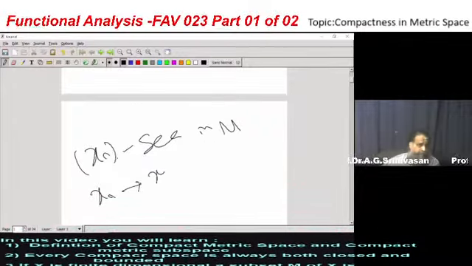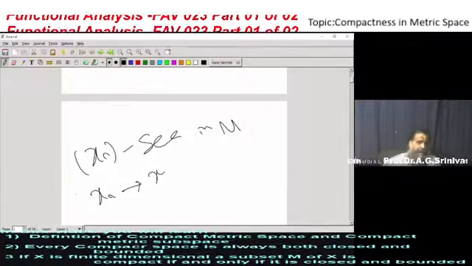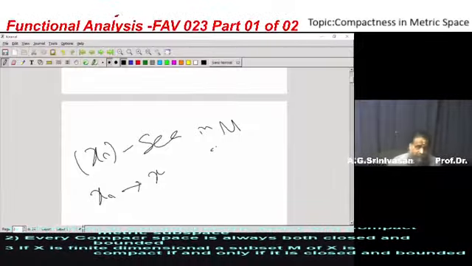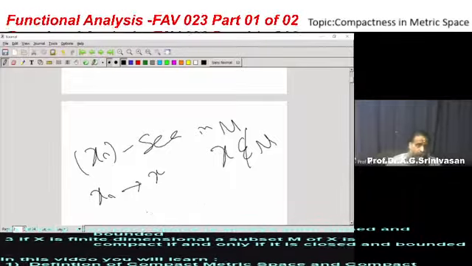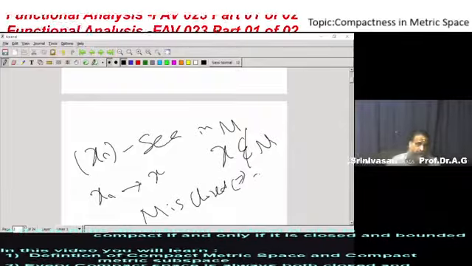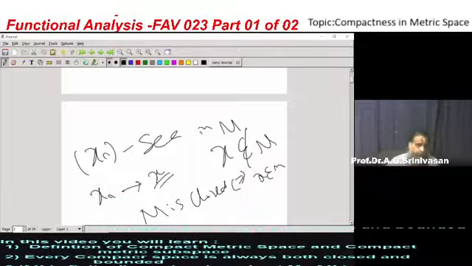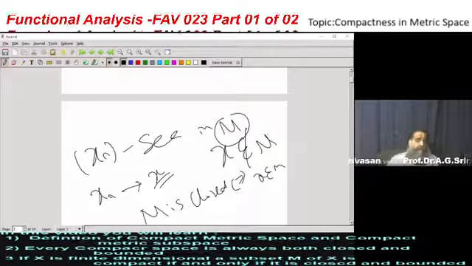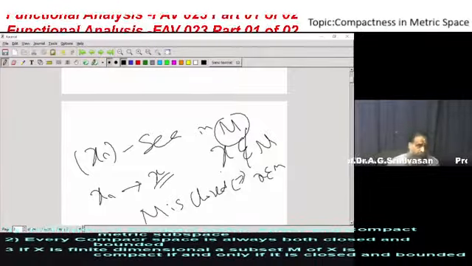Now I've chosen another sequence xn, or maybe call it yn if you want, a sequence in M such that xn converges to X. Now this X may not be in M. However, we already proved that M is closed if and only if the limit X belongs to M. So if that limit belongs to M as a subset of X, then M is closed. Or if M is closed, then the limit also belongs to M. That's what we proved some time back.